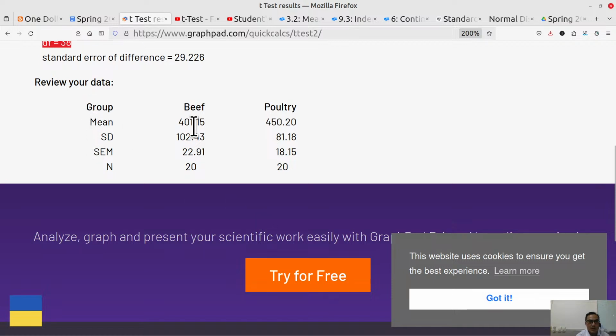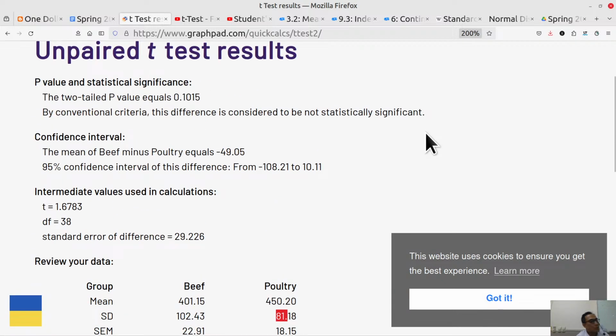Review the mean of the first sodium level 401, poultry 450, and standard deviation 102. The other is 81. The sample number is 20. Okay, please do this part. You can have a couple of minutes to run this part.